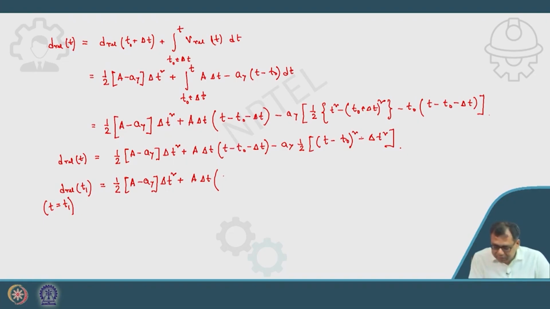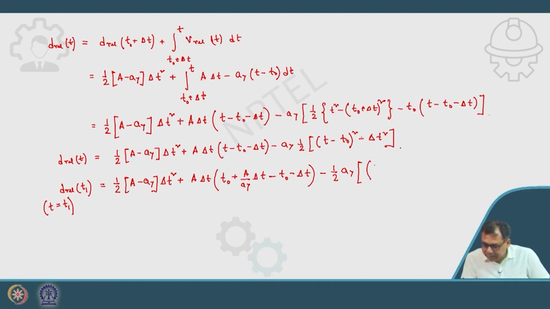So I will put this value, t0 plus (Ay by A) into del t, then minus t0 minus del t. Then similarly here also half Ay, and in the bracket in place of t I will write t0 plus (Ay by A) into del t, then minus t0 whole square, then minus del t whole square.